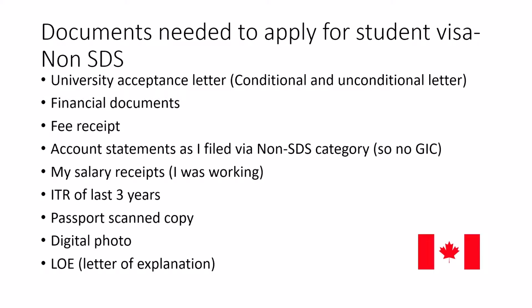I was also working at that time when I filed my application, so I uploaded all my salary receipts of the past 3 months, and I also uploaded the ITR for the last 3 years, so that the visa officer will have some confidence that this person is financially independent. In your case, you can show the account statements of your parents or whoever is supporting your application. You can show their account statements, their salary receipts, and their ITR.